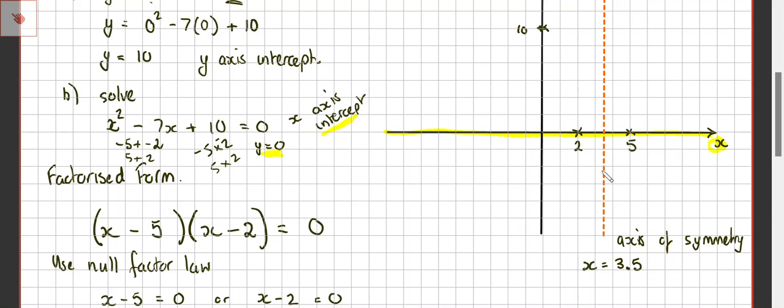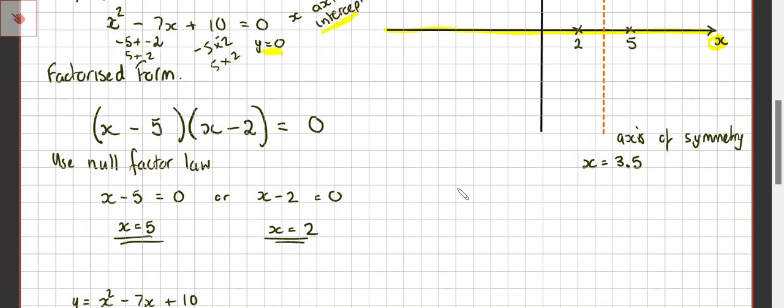How do I figure out the y coordinate of the vertex? So it's going to be at 3.5, something. How do you find the something? That's the y value, isn't it? That's the x value, that's the y. How do I find it? Let's check back in your notes.